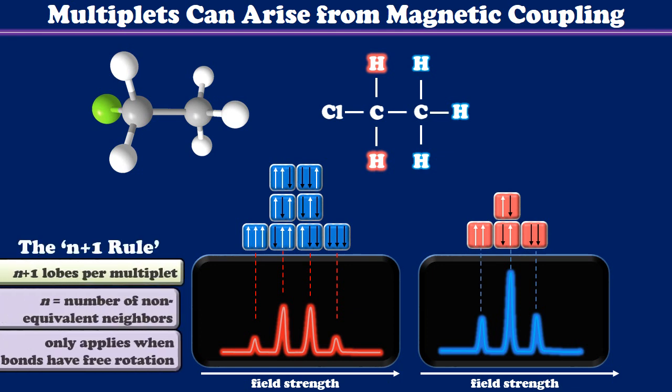The n+1 rule simply states that you have n+1 lobes in the multiplet for protons that have n number of neighbors. This works very well when we have bonds with free rotation and all of the non-equivalent protons are coupled to one another with similar coupling constants. But as we'll see later, this isn't always the case.